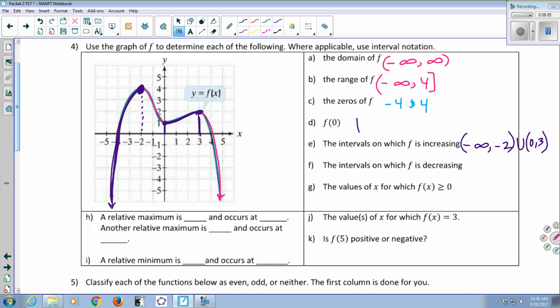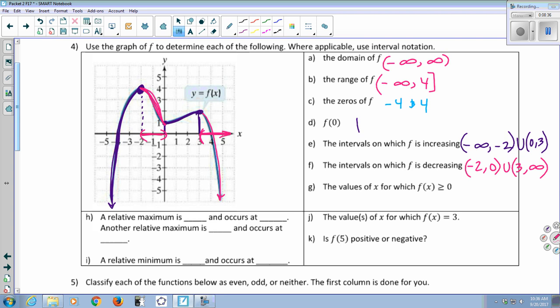And then for decreasing, those are my pink intervals. This one here, which starts at -2 and goes to 0. There's my first decreasing interval. And then my next one starts at 3 and goes to infinity. So I'm going to write those down. I have -2 to 0, unioned with 3 to infinity.